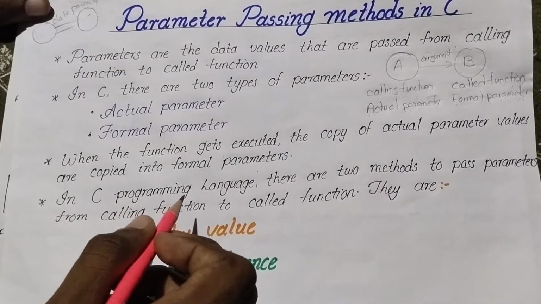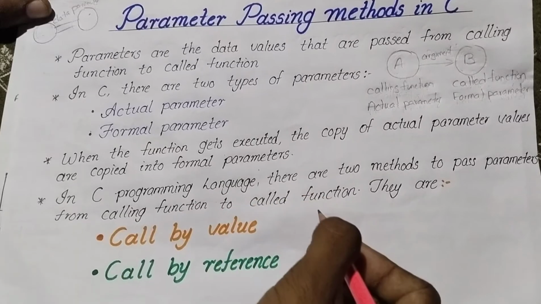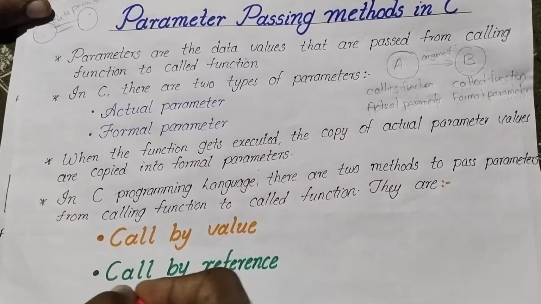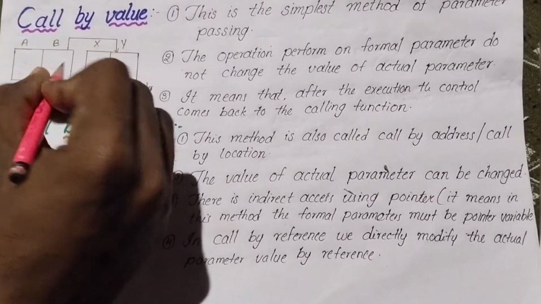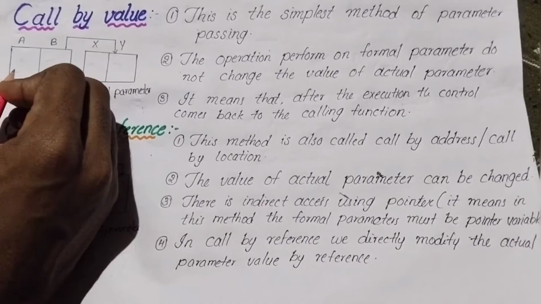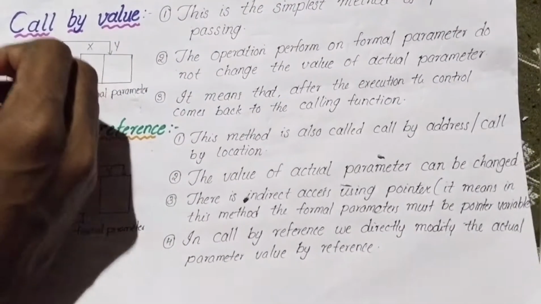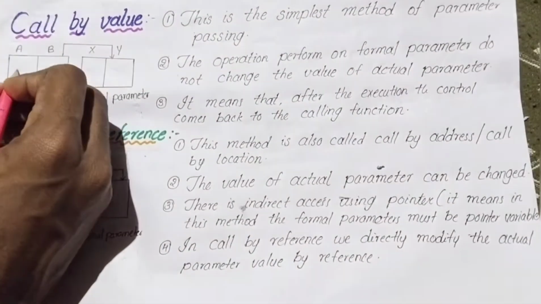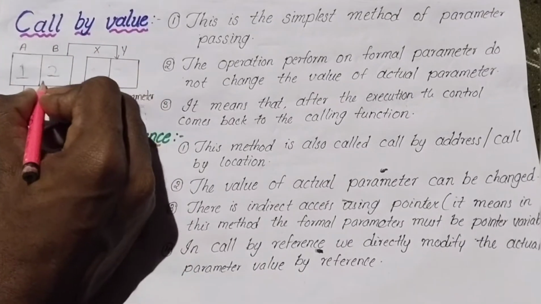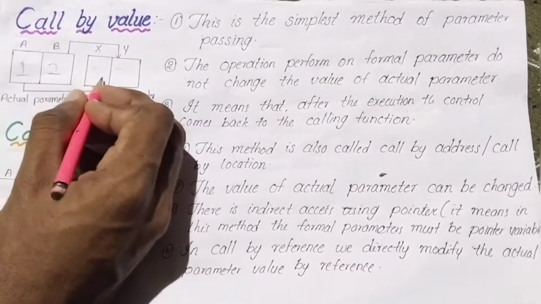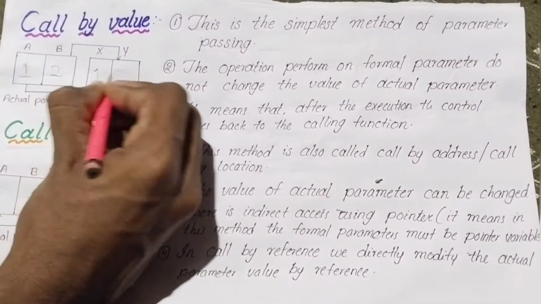In the C programming language, there are two methods to pass parameters from the calling function to the called function. They are call by value and call by reference. Call by value. Let me explain with an example. Consider two functions here. Let me give values for A and B as 1 and 2. In call by value, the values 1 and 2 are passed from actual parameter to formal parameter.